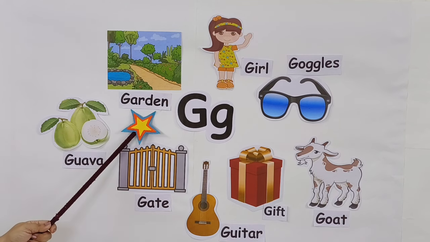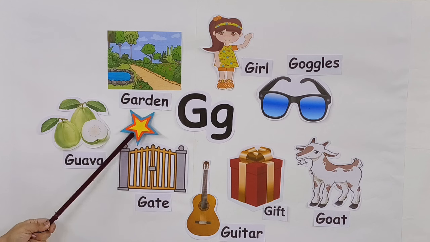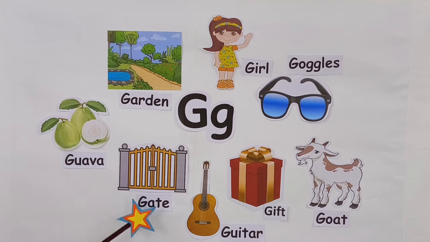This is a garden. A garden is a piece of land adjoining a house where grass, vegetables, flowers, and shrubs can be grown. These are guavas, sweet green or yellow fruit with white or pink flesh. This is a gate. It is a part of a fence or outside wall that opens and closes like a door, usually made of metal or wooden strips.